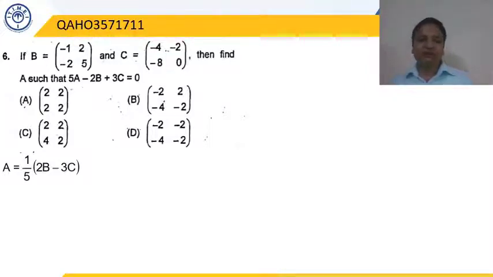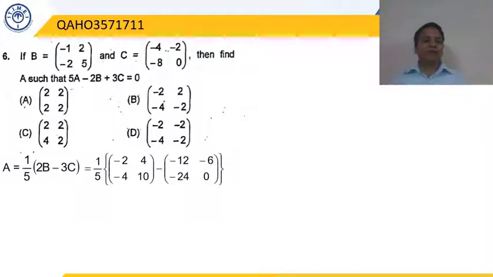And when we divide by 5, we get the value of matrix A, which is nothing but 2B minus 3C divided by 5. So we get matrix A simply by multiplying the first matrix by 2, the second matrix by 3, then subtracting the 3C matrix from the 2B matrix, and then dividing every element of the resultant matrix by 5. We straight away get the value of the A matrix. Let's try this part.